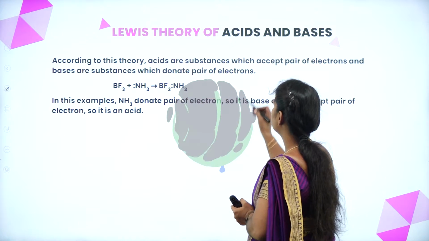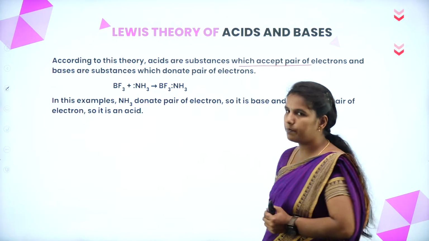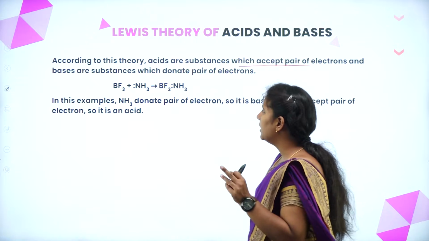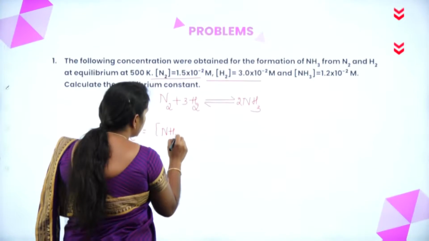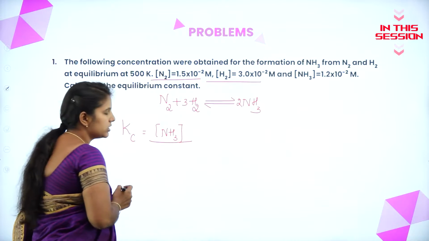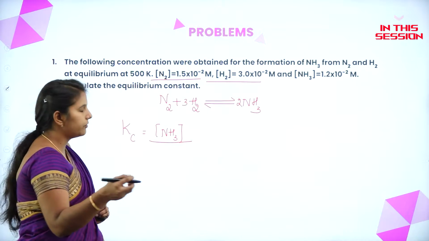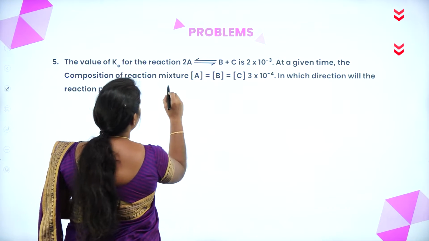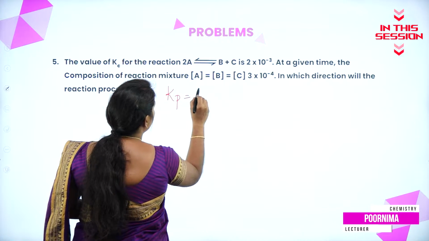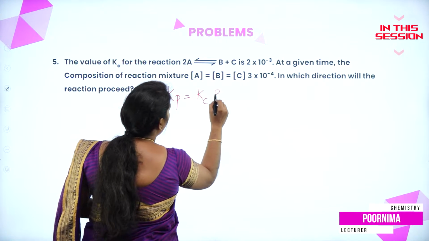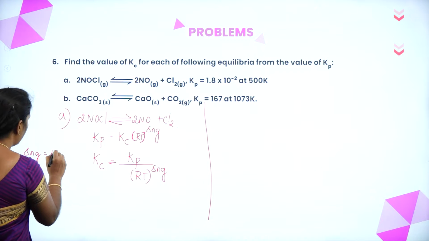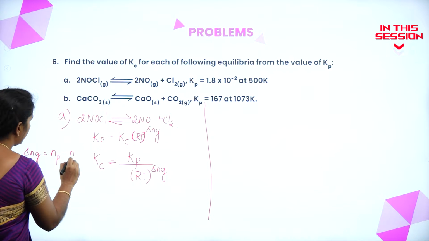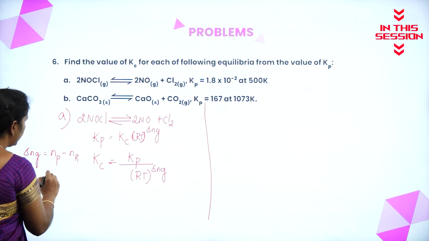The acid is a substance which can accept a pair of electrons, whereas a base is a substance which donates a pair of electrons. What is Kc? It is nothing but the molar concentration of the product divided by the molar concentration of the reactant. So what is the Kp value here? Kp is nothing but Kc into RT raised to the power of delta Ng. Delta Ng is the number of moles of the product divided by the number of moles of the reactant in the gaseous state.